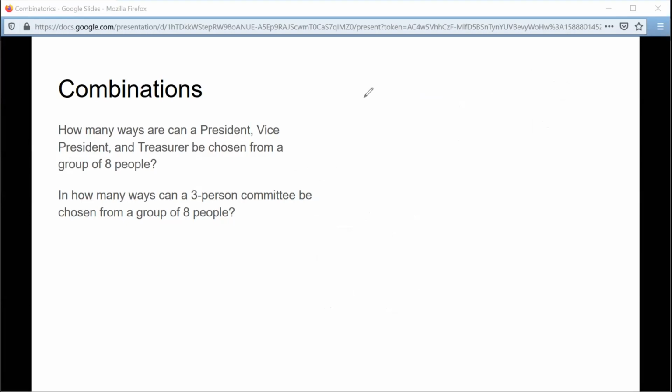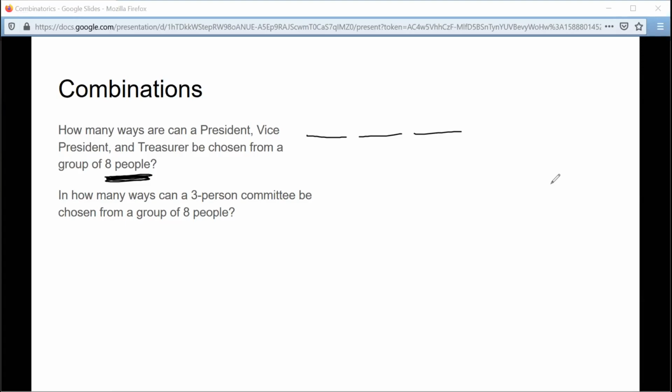Okay, so let's go over the first question. How many ways can you choose a president, a vice president, and a treasurer? So note that that's 3 people, so we have 3 positions to fill, and we have 8 people to choose from. Also keep in mind that for this type of question, whenever they say people, you always assume that the people are different, because they're not 8 identical people. That never happens in real life.